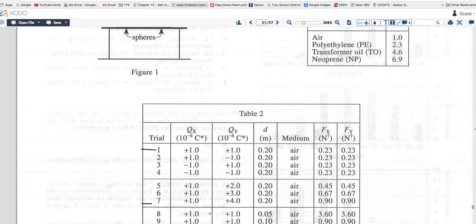Which one, trial 1 or trial 7? Trial 7, yes. Because this one has a stronger charge, so it's going to want to get away from the other quicker. Okay? Do you guys remember the saying, opposites attract? Okay, that's what you need to remember.